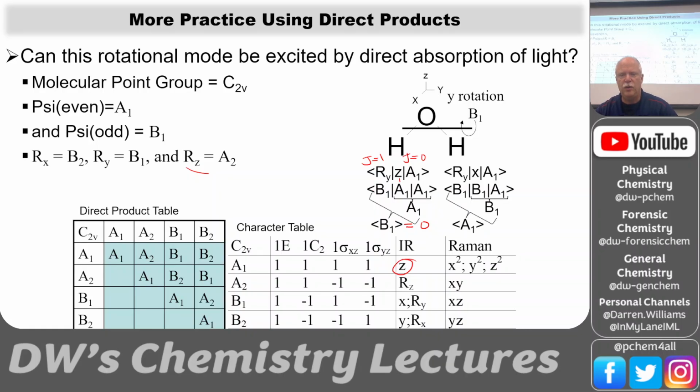Let's do it with X polarized light. Okay. Yeah, X polarized light is B1. And rotation around Y is also B1. And so notice that those are a match. So B1 times A1 is B1, and then B1 times B1 is A1. So this is not equal to 0, and this is allowed.